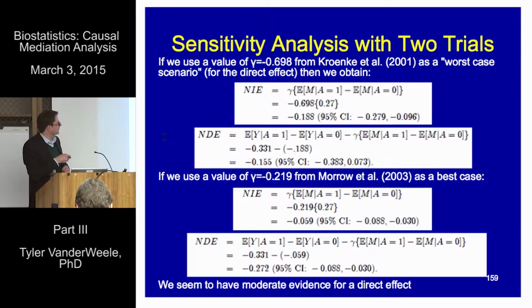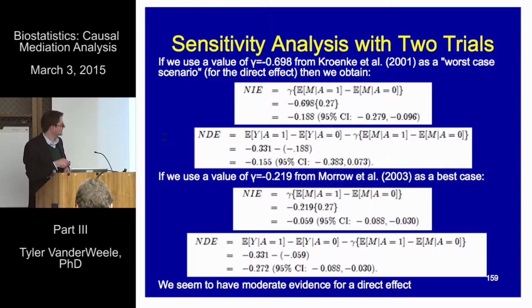For the natural direct effect, then, we take our total effect and subtract our natural indirect effect estimate. The total effect from this trial was a third of a standard deviation reduction in depressive symptoms scores. We subtract our estimate of the indirect effect to get an estimate of the direct effect. So here it looks like, even in the worst case scenario, about half of the effect looked direct, about half looked mediated. The confidence interval for the direct effect does include 0 under this worst case scenario.